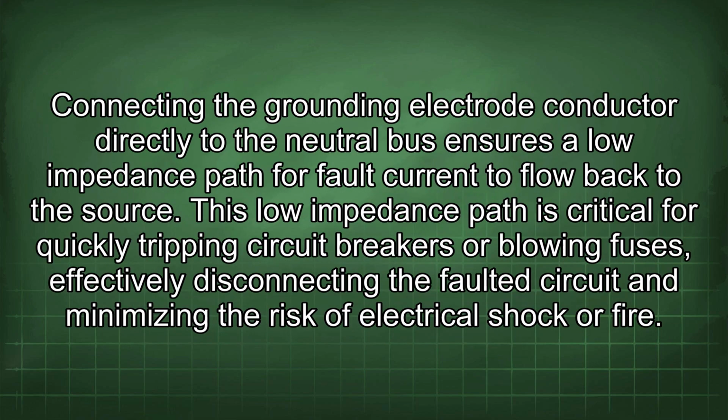Connecting the grounding electrode conductor directly to the neutral bus ensures a low impedance path for fault current to flow back to the source. This low impedance path is critical for quickly tripping circuit breakers or blowing fuses, effectively disconnecting the faulted circuit and minimizing the risk of electrical shock or fire.